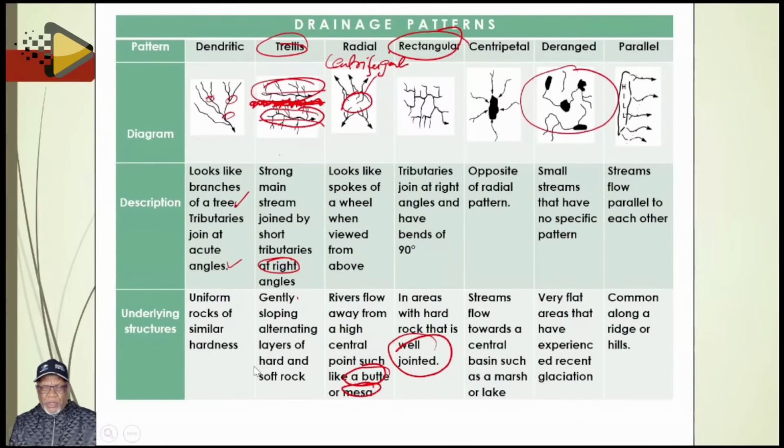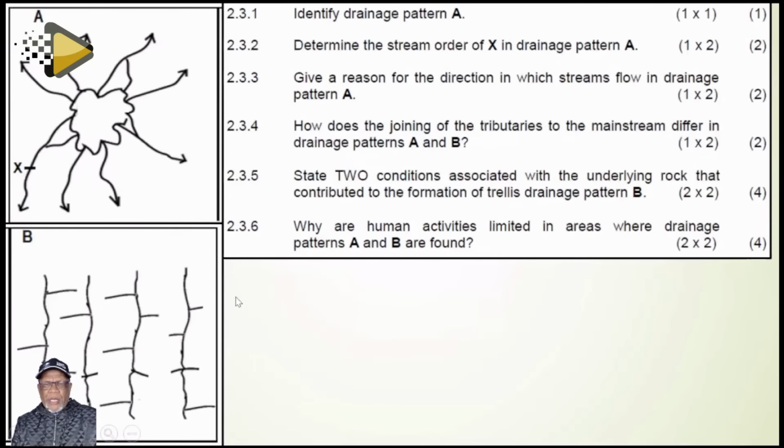Let's move on with our patterns. Now, here are the activities on patterns. Identify drainage pattern A. This one looks like a radial pattern. You see the streams are radiating away. Determine the stream order of X in drainage pattern A. So what are you looking at here? This is stream order 1 and stream order 1. They are going to make stream order 2. So the stream order there is stream order 2.